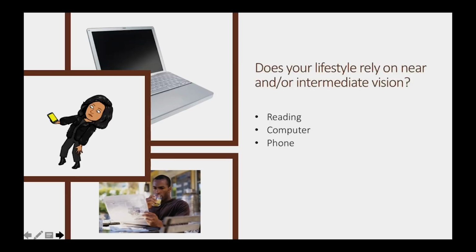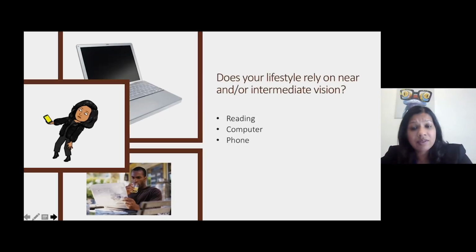So for example, if you spend all of your time on near tasks, if you're at a computer all the time, then maybe you want to consider one of the options that corrects for distance and intermediate, like an extended depth of focus lens, because then you won't have to deal with some of the glare and halos that come with the multifocal, and you're not spending a lot of time up close, so the reading doesn't bother you.